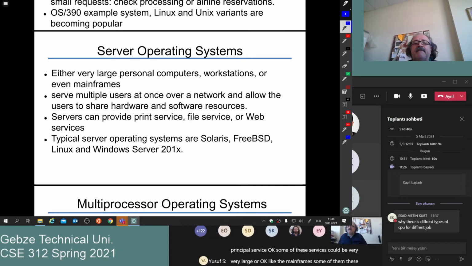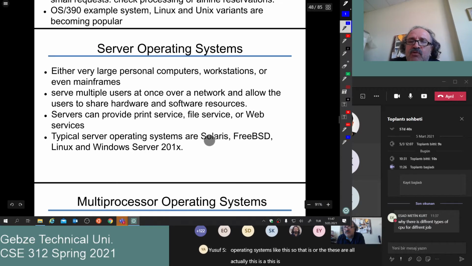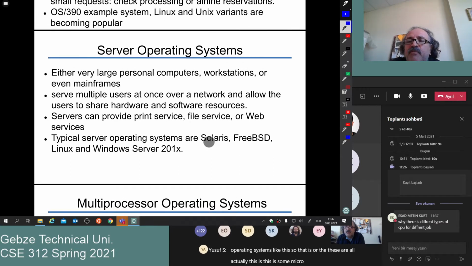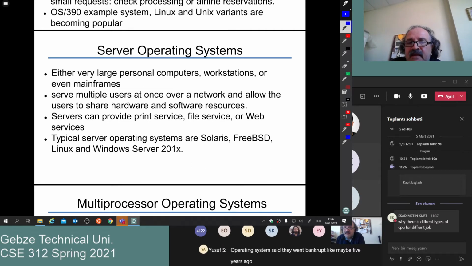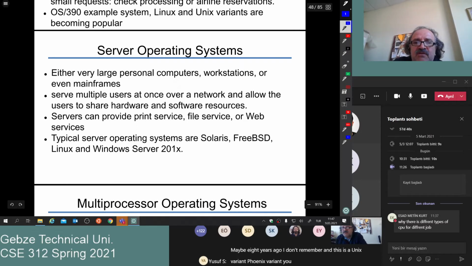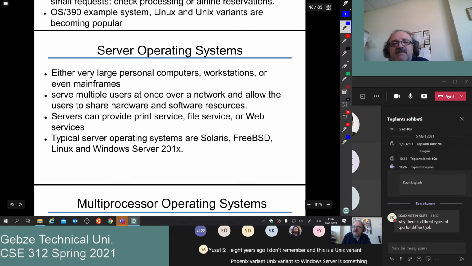So that's why there are many types of operating systems, like Solaris. This is a Sun Microsystems operating system. They went bankrupt, maybe 5 years ago, maybe 8 years ago, I don't remember. And this is a Unix variant, and Windows Server is something a little bit different.